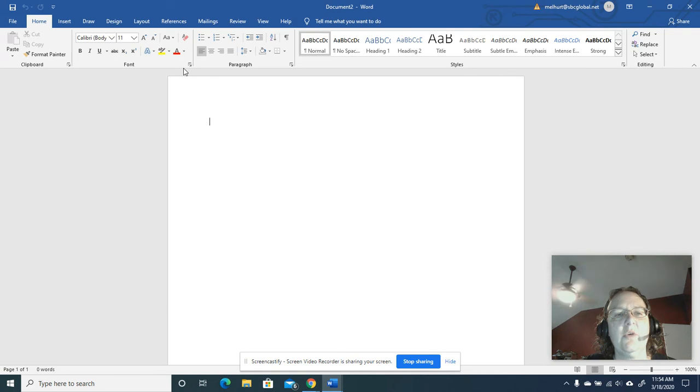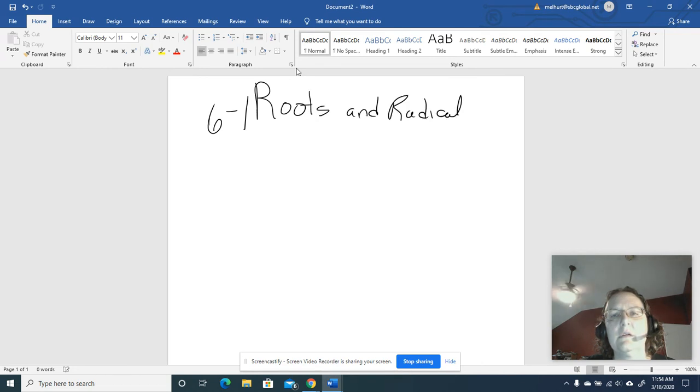So the section we're covering today is section 6.1, roots and radicals. Okay, what we're looking at is, recall, the scary word, the square root of 16. What multiplied by itself twice gives me 16? 4.